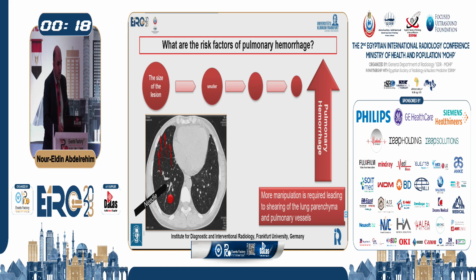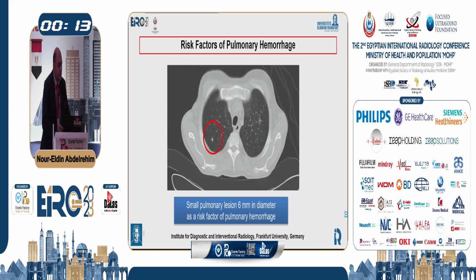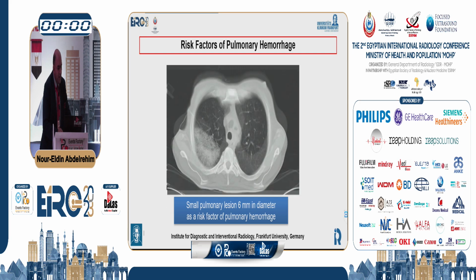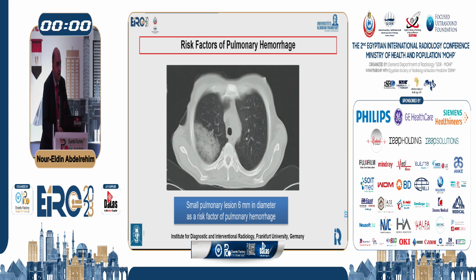Small lung lesions have a higher incidence of pulmonary hemorrhage. So if you have such a small lesion, less than 6 millimeters, it's better to avoid taking a biopsy. The material is inadequate for the pathologist to diagnose, and also due to the movement of the lesion during the biopsy, the patient may get a hemorrhage like this case. The patient developed bleeding post-biopsy, so it's better to avoid such biopsy in small lesions.